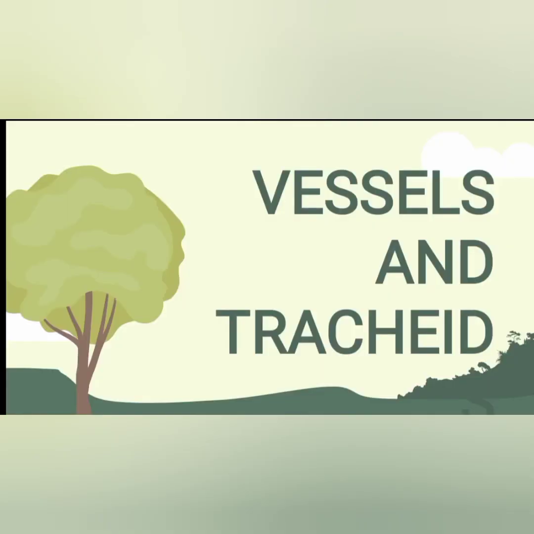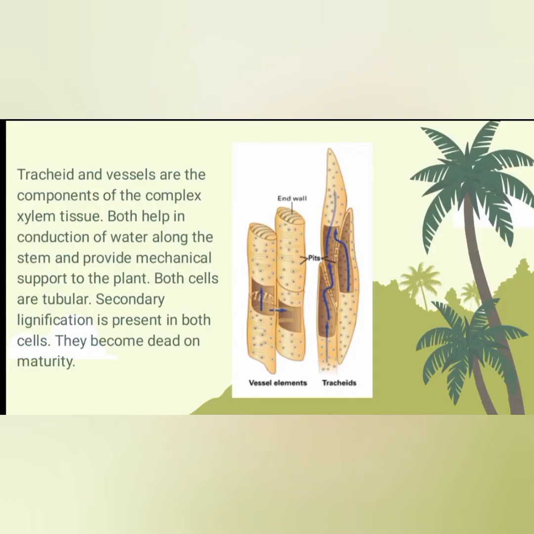Vessels and tracheids. Tracheids and vessels are the components of the complex xylem tissue. Both help in conduction of water along the stem and provide mechanical support to the plant. Both cells are tubular. Secondary lignification is present in both cells. They become dead at maturity.